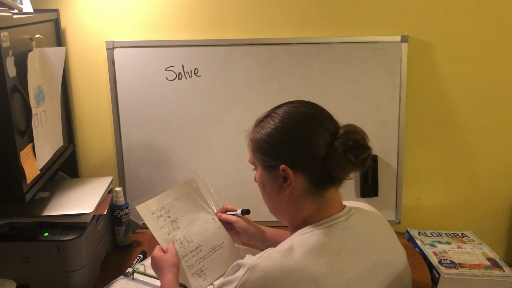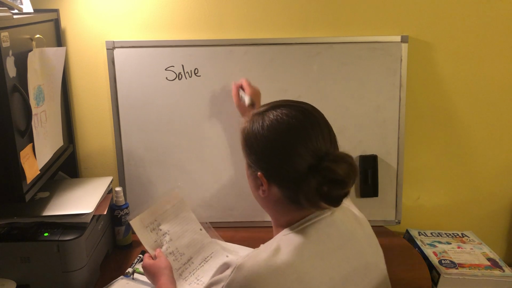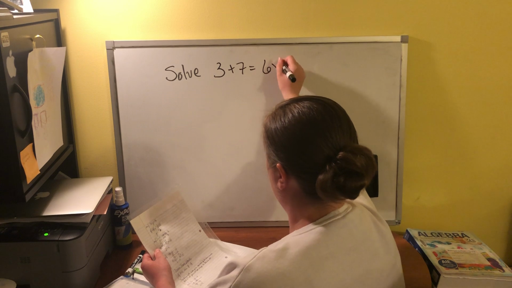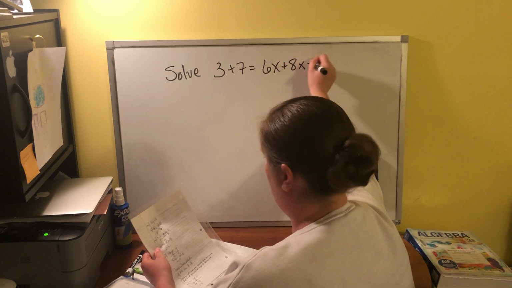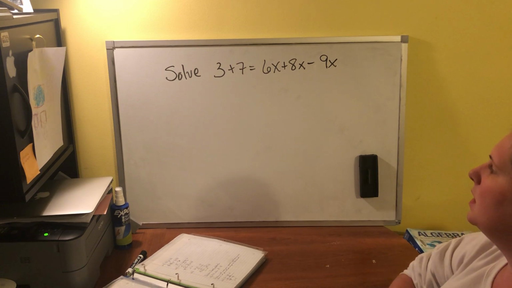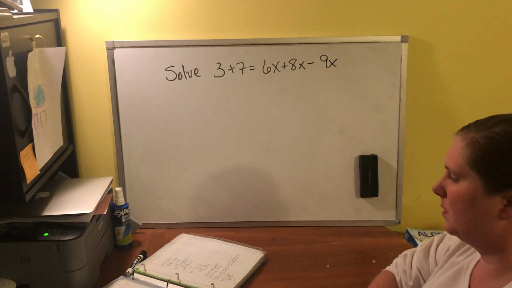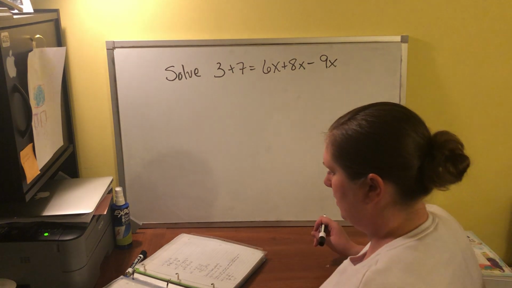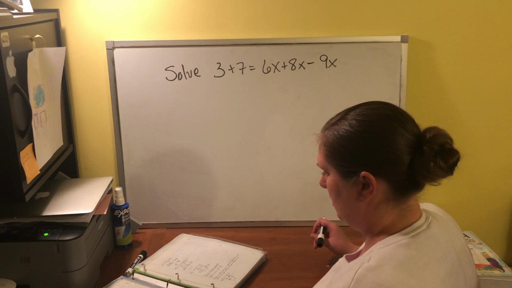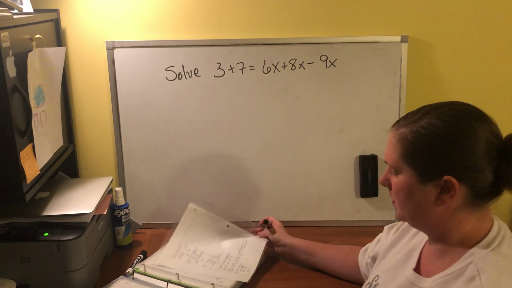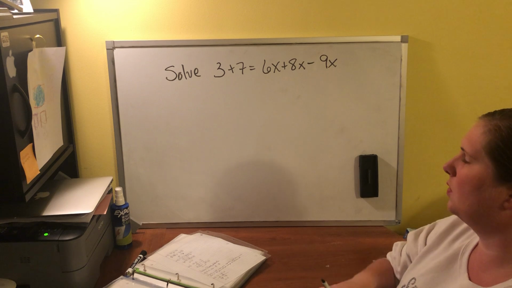Let's go ahead and do 3 plus 7 equals 6x plus 8x minus 9x. This has a few steps in it before we deal with that multiplication property. Sorry, I'm deciding if I want to do this problem or not. This will be fine. We'll go ahead and tackle it.